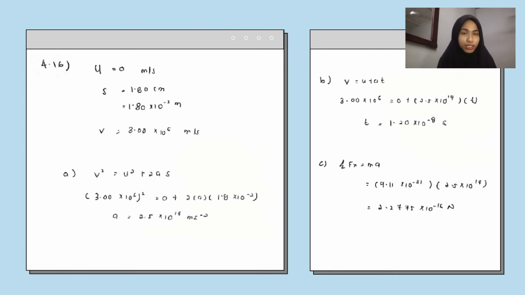For the last question, it asks for the net force in Newtons. We can use Newton's second law to calculate the force, which is F equals ma. As the electron only travels in the x component, we can conclude that the summation of Fx equals ma. The mass of the electron is 9.11 multiplied by 10 to the power negative 31. We multiply the mass of the electron by the acceleration we found in part A, and we get the force, which is 2.2775 multiplied by 10 to the power negative 16 Newtons.